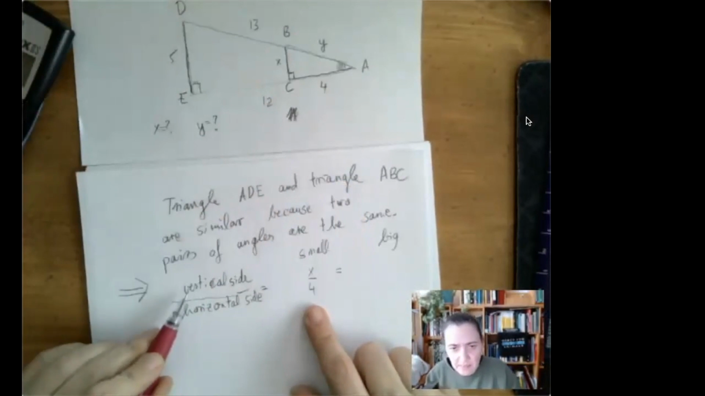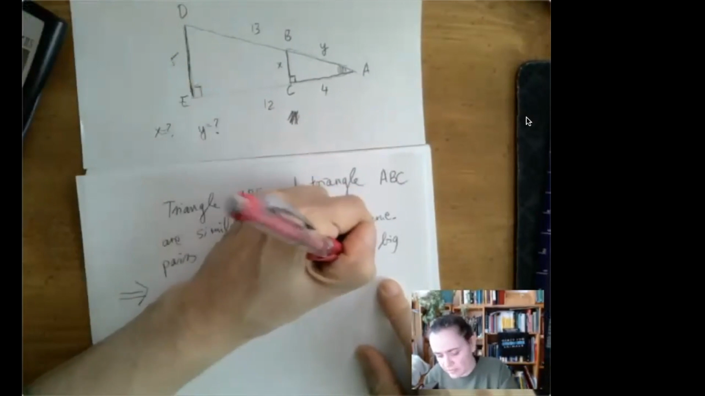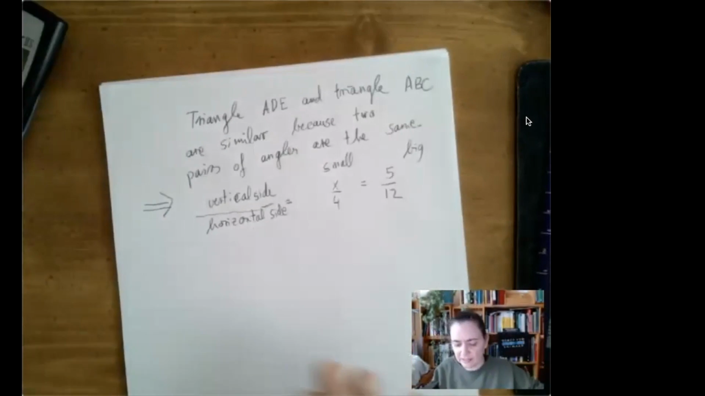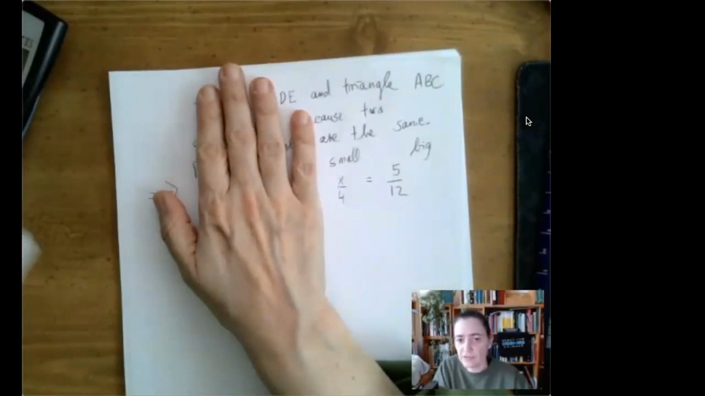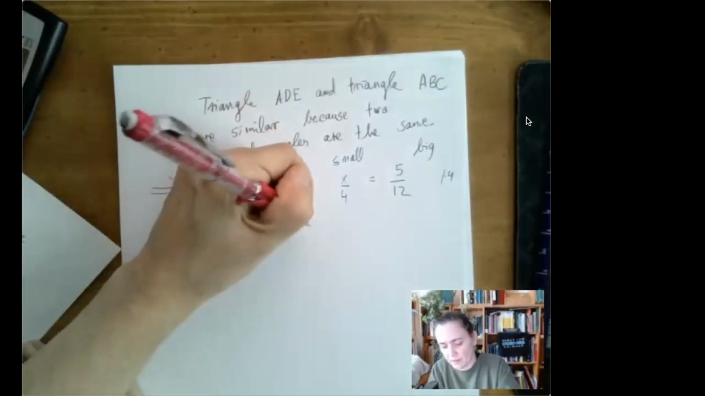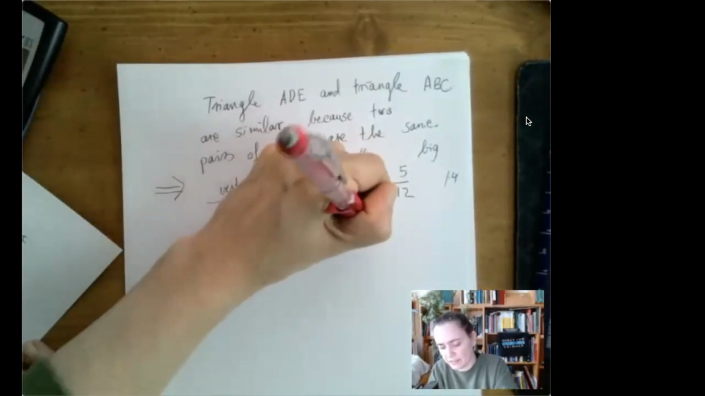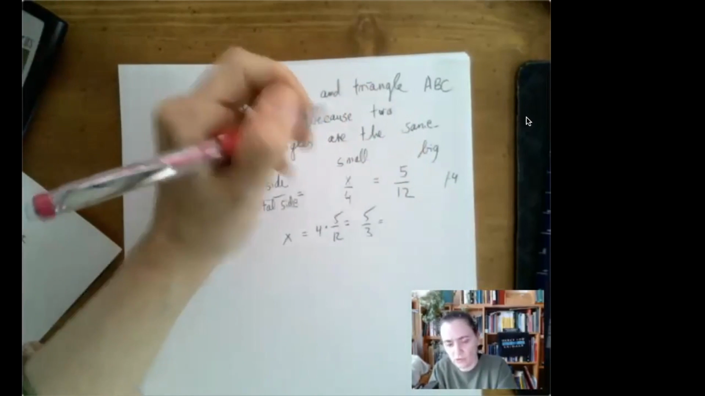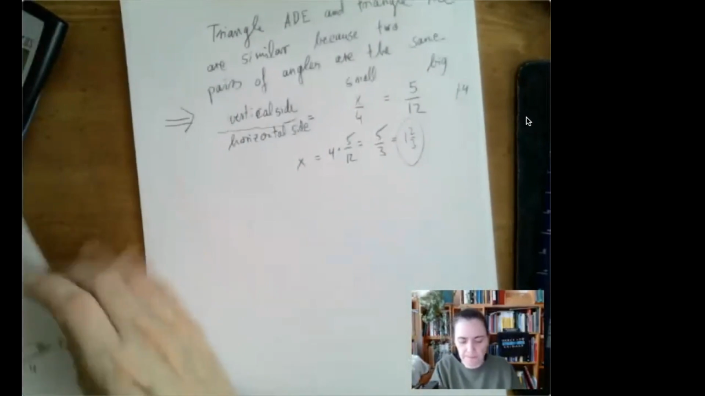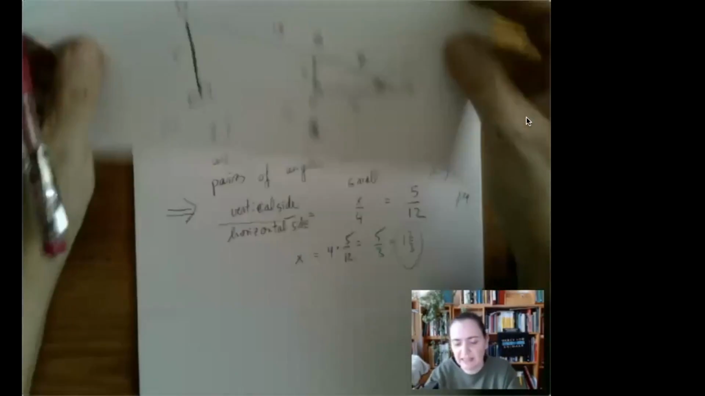And now it has to be the same ratio in the big triangle, where the vertical side is 5 and the horizontal side is 12. And now forget the picture, just solve for x here. All we have to do is multiply both sides by 4. So x is 4 times 5 over 12, which is 5 over 3, which is almost 2, 1 and 2/3. So that's one safe way to make sure we get the ratio right.